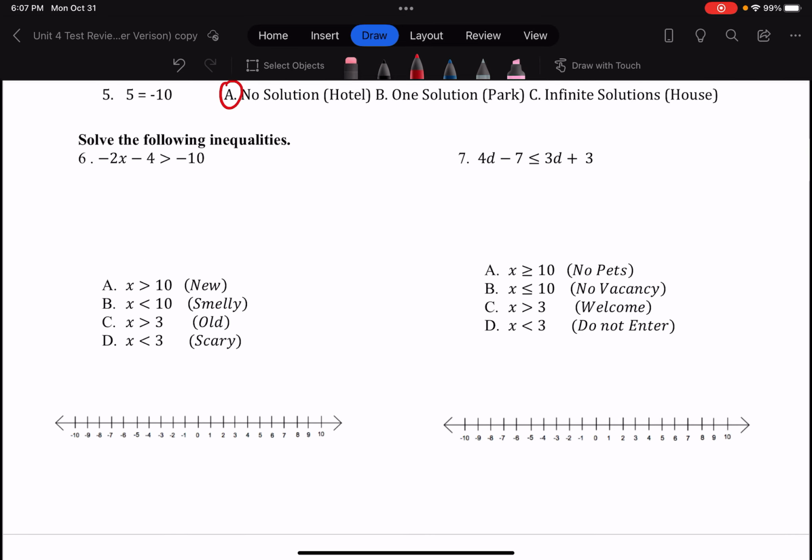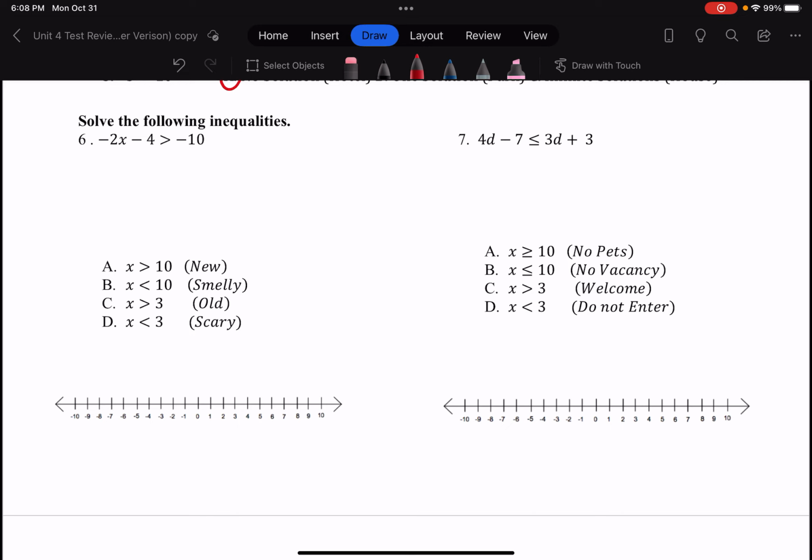That leads us into solving the following inequalities. We're going to start off with a number line and solving for one variable inequalities. So negative 2x minus 4 is greater than negative 10. My first step is to add 4 to both sides. That's going to leave me with negative 2x is greater than negative 6 because I can combine like terms. My last step is to divide by negative 2. But remember your rules with inequalities. If I divide or multiply by a negative number, I must flip that inequality symbol. So instead of greater than, I now have that x is less than the value of 3.